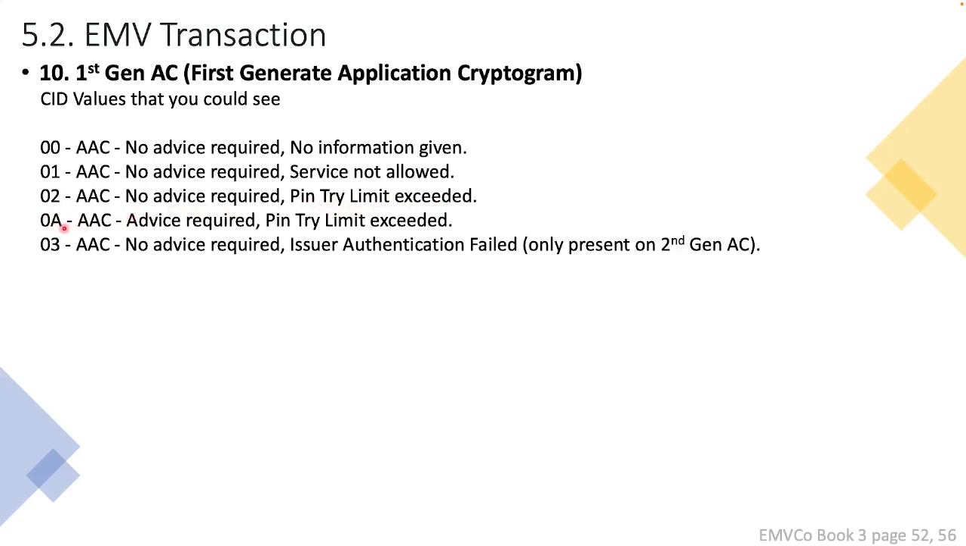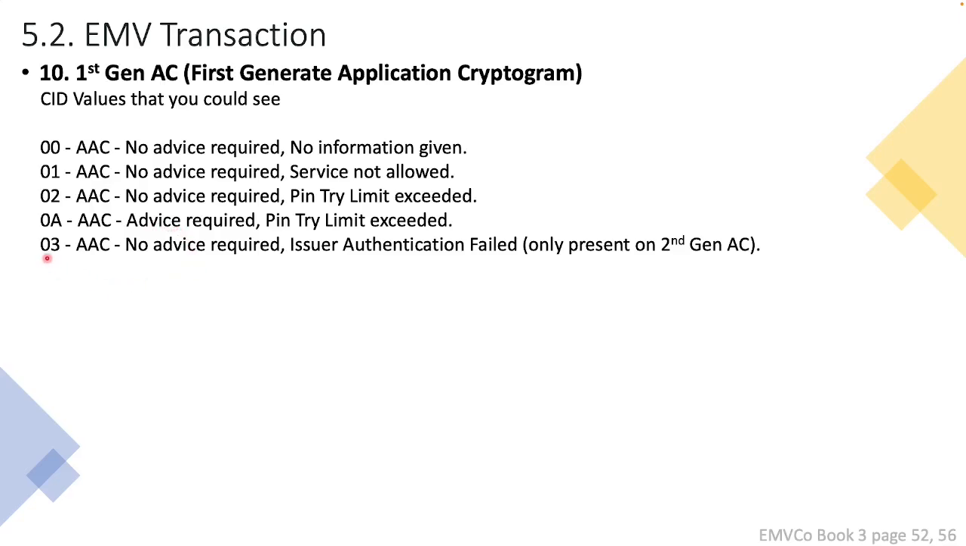If it was a 0A, okay, it's similar to the 02, right, where it's indicating the pin trial limit, and when we talk about pin trial limit, we're talking about the offline pin trial limit, right? It's the pin trial limit that's stored on the card. Okay, so this has been exceeded, but in this instance, we want an advice to be generated and sent up to the issuer host by the terminal.